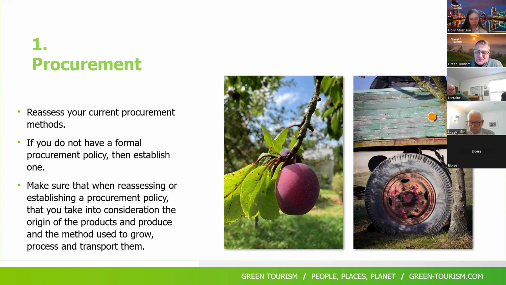When you're looking at procurement, reassess your current procurement methods. If you do not have any provision for the protection of biodiversity, then include it. If you do not have a formal procurement policy, then establish one. Make sure that when reassessing or establishing the procurement policy, you take into consideration the origin of products and produce and the method used to grow, process, and transport them.